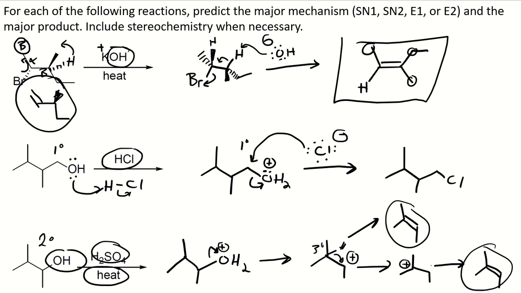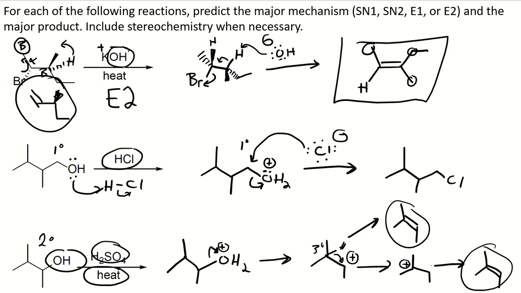So the first example we decided was E2 because we had a secondary alkyl halide with a strong nucleophile base, but we heated it up, indicating E2. Because it was E2, we had to arrange the molecules so that the hydrogen and the leaving group bromine were antiplanar to each other, and then we eliminated, giving us a specific stereochemistry. The next one, we have an alcohol in acidic conditions. We protonate the alcohol, making the good leaving group.